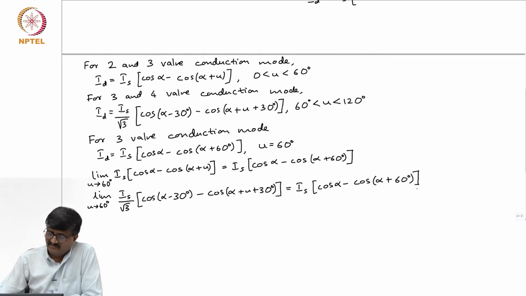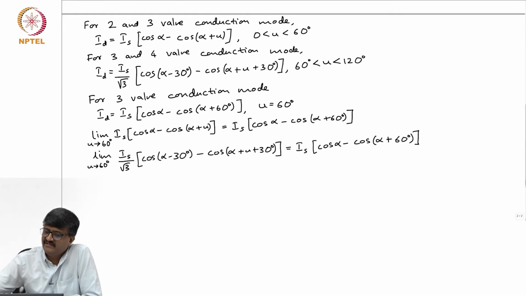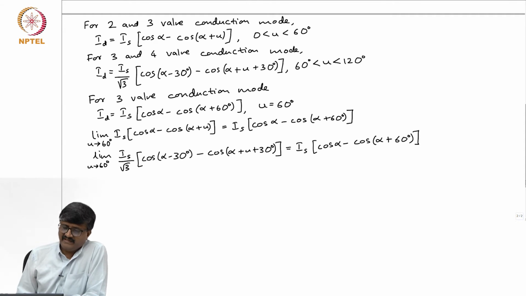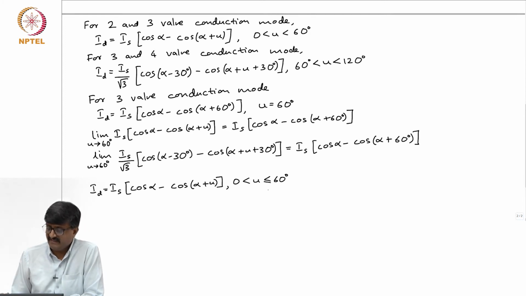This is not as obvious as the previous case, but I would leave it to you to show that this is true. So whatever we got for u less than 60 degrees and u greater than 60 degrees is applicable for u equal to 60. What one can say is I can have this equation, which was earlier valid for u greater than 0 and less than 60 degrees, to be true even for u equal to 60 degrees. That means this is valid for u greater than 0 and less than or equal to 60 degrees.